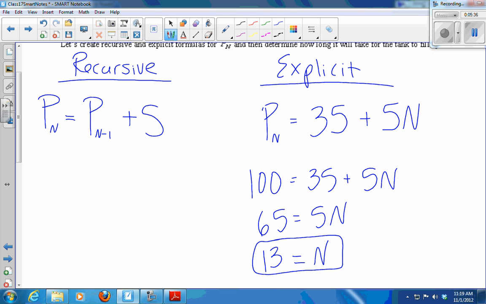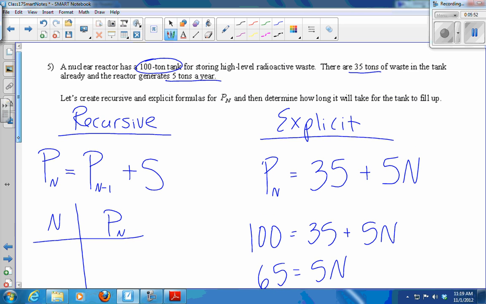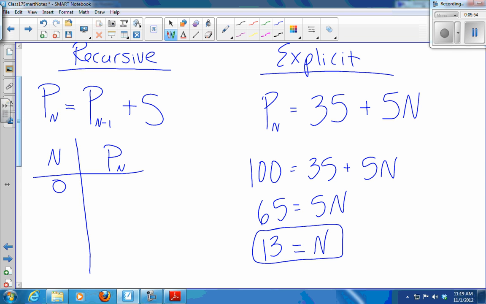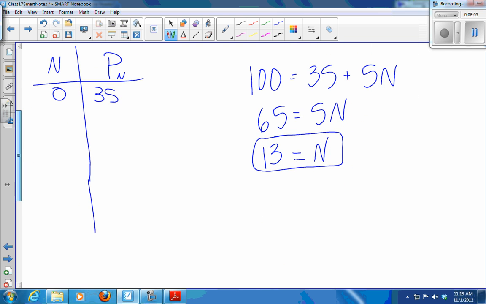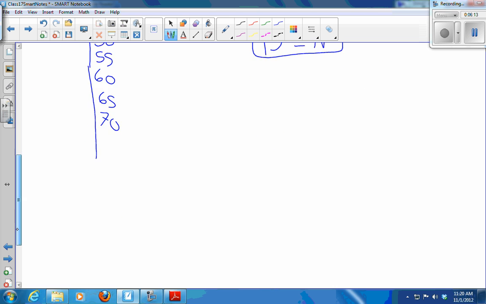Now, you don't have to solve it using the explicit method. This is a very algebraic approach. We could also make a list. We could also say n, p sub n, and say, well, right now, we'll call year 0, because no time has passed. It's right now. Okay. We have 35 tons. And each year, we're going to add 5 tons. So we've got 40, 45, 50, 55, 60, 65, 70. Keep doing this.